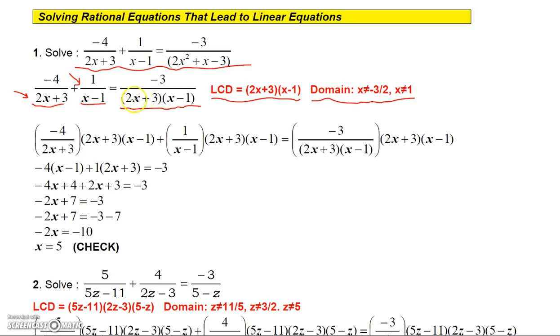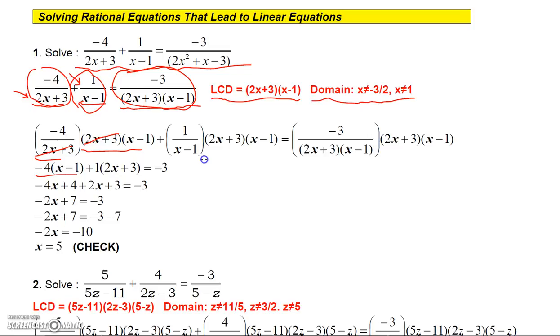Now, since this is the lowest common denominator, I'm going to take each term. I have three terms here. Here's a term, here's a term, and then this over here, this big one, is also a term. I want to multiply each term by this lowest common denominator. So here I've taken the first term, and I'm going to multiply it by the LCD. And when I do that, the 2x plus 3's will cancel, and I'll get negative 4 times x minus 1.